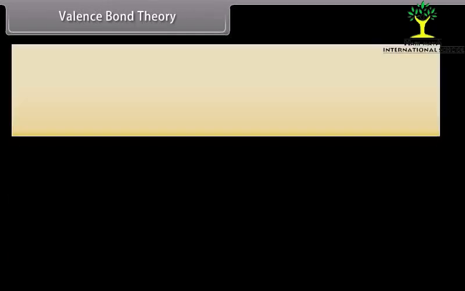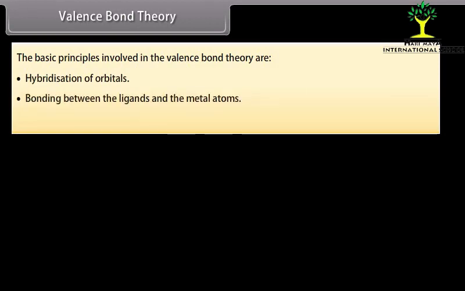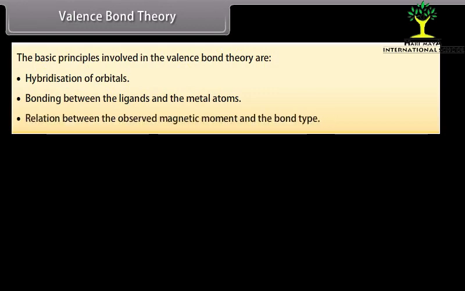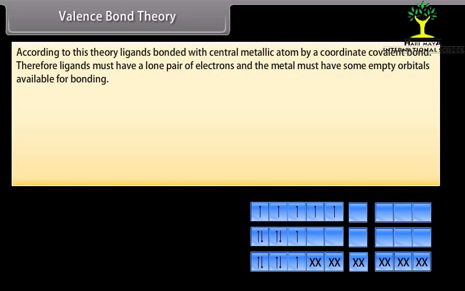Valence bond theory. The basic principles involved in the valence bond theory are hybridization of orbitals, bonding between ligands and the metal atoms, and relation between the observed magnetic moment and the bond type. According to this theory, ligands are bonded with central metallic atom by a coordinate covalent bond. Therefore, ligands must have a lone pair of electrons and the metal must have some empty orbitals available for bonding. For example, the formation of K4[Mn(CN)6] can be explained on the basis of valence bond theory.